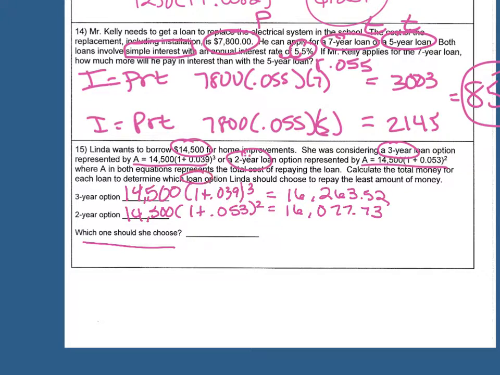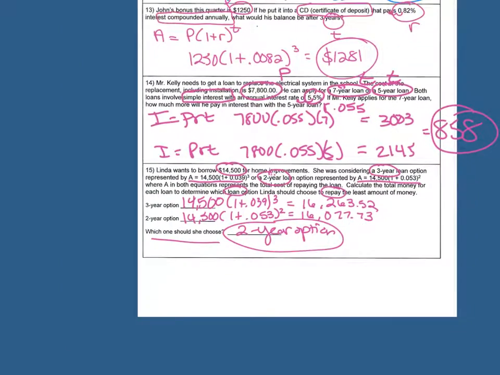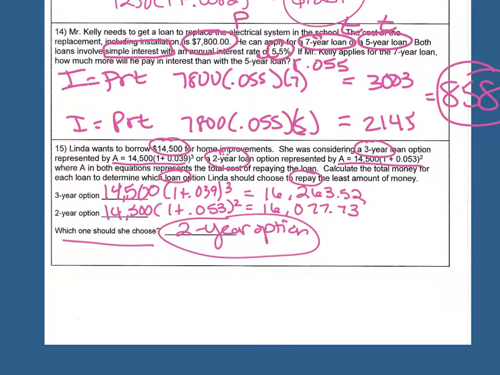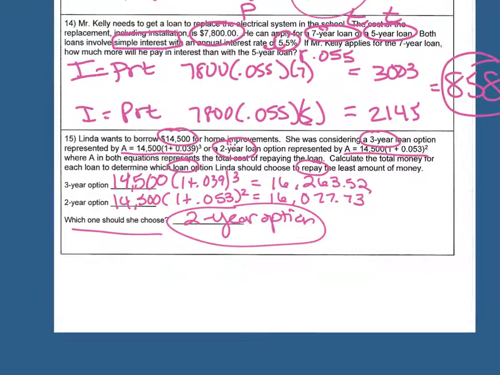Since it's a loan and she's got to repay it, you don't want to pay more. You want to choose whichever option is going to make you pay the least amount. So that would be the 2-year option. Okay? If it's a loan, if it's something you're repaying, of course you want to pay the lowest amount. If this was an investment or some kind of savings account, then she would want to make the most money. But if it's something you're paying back, then you're picking the lower of the two.